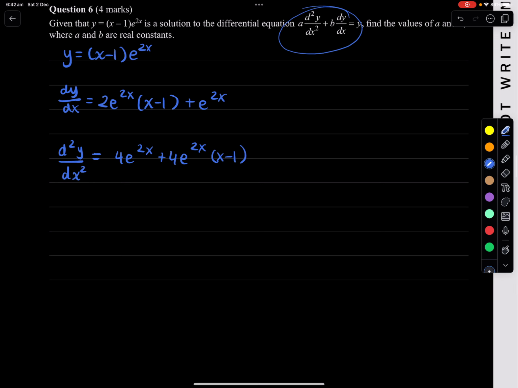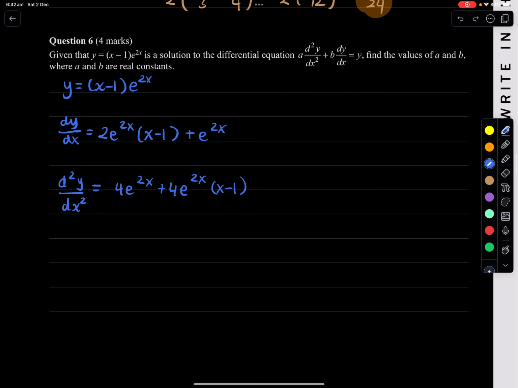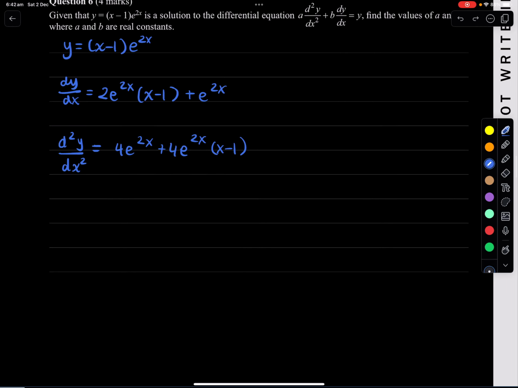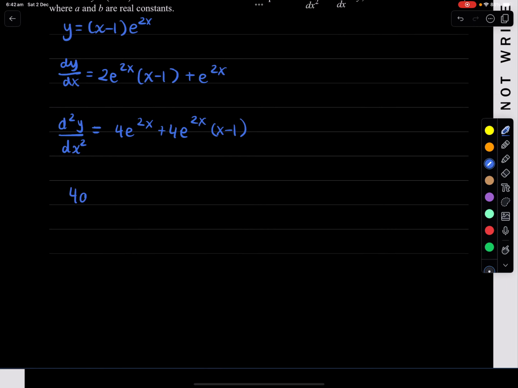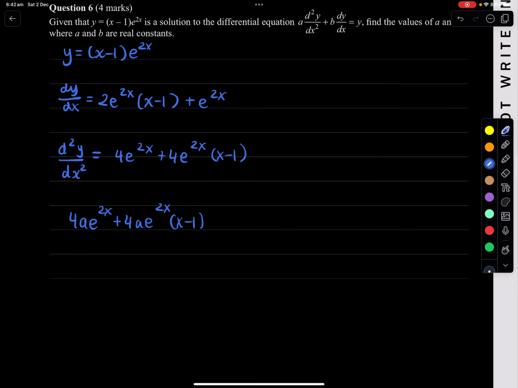And now, let's write it in this form. We're going to multiply a constant a to this one over here, your d squared. So if I was multiplying a for all of them, it's 4a e to the 2x plus 4a e to the 2x (x minus 1). And then we're going to add b times dy/dx. So it'll be 2b e to the 2x (x minus 1) plus b e to the 2x. And that's all equal to y, which is (x minus 1) e to the 2x. Let me write it nicely.